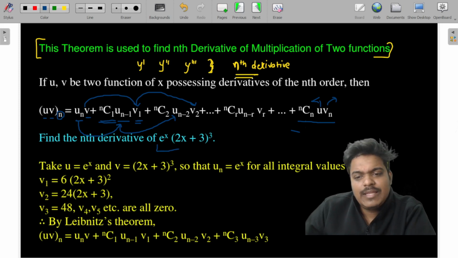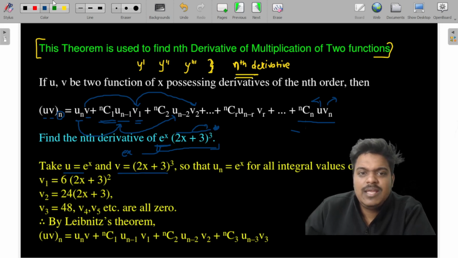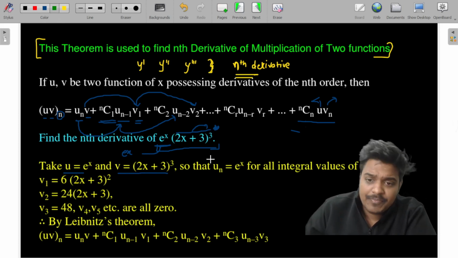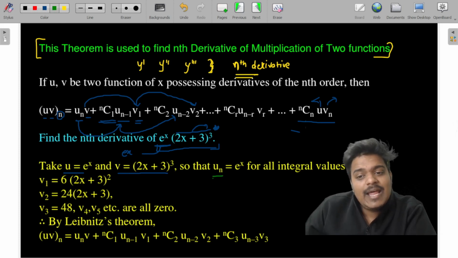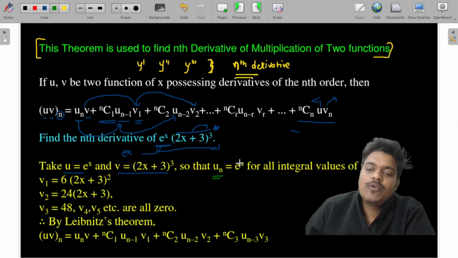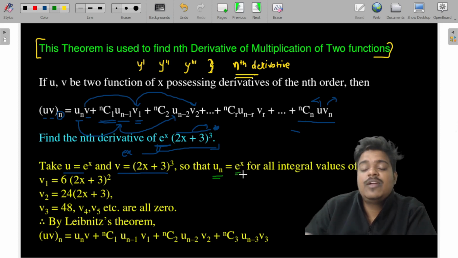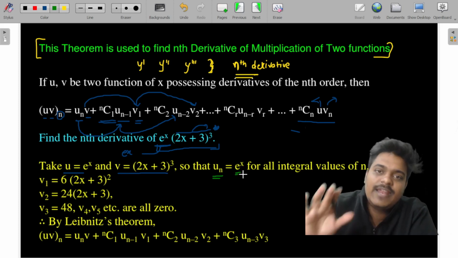Suppose you need to calculate the nth derivative of e to the power x times (2x plus 3) the whole cube. Now this is your first function, that is e to the power x, which is u, and this is my second function, v. Is it clear? So u is e to the power x, v is (2x plus 3) the whole cube. Not a very big deal, very simple thing. Yes sir, absolutely clear. Now any derivative of u will be equal to e to the power x, whether it is u1, u2, u3, u4, because the derivative of e to the power x is e to the power x, then again the second derivative will be e to the power x.